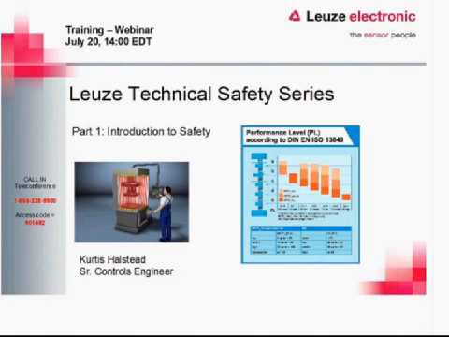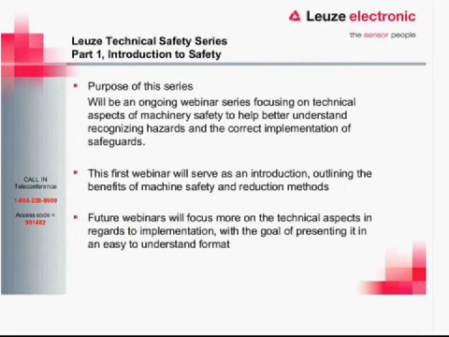So the purpose of this is an ongoing webinar focusing on the technical aspects of machine safety, to help everybody better understand recognizing what hazards are present and the correct way to safeguard them. Anybody who's been in a plant has seen a machine with light curtains put on it that maybe has not been put on in the correct way. We all know that just because you put a safety device on a machine does not mean that machine is now safe. So hopefully we can give you the information you need to put it on the correct way, mount it the correct way, and other things of that nature.